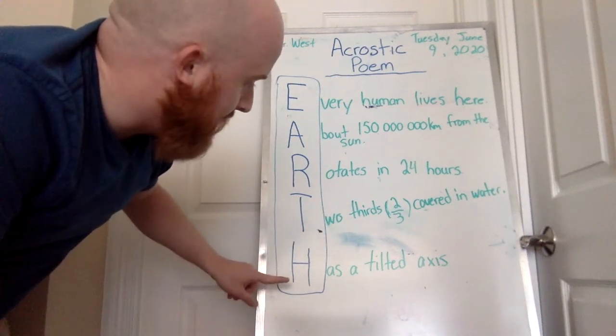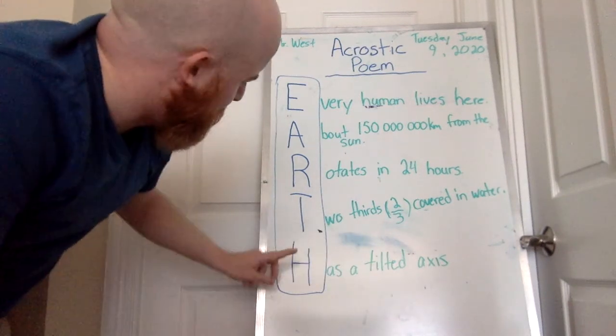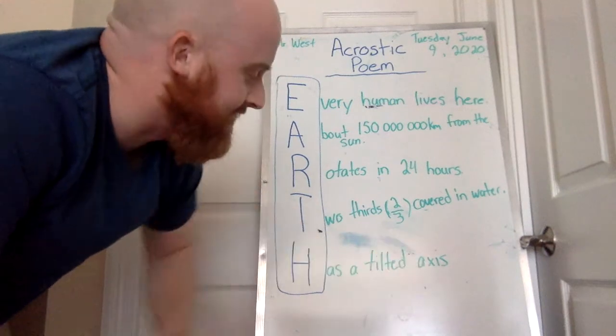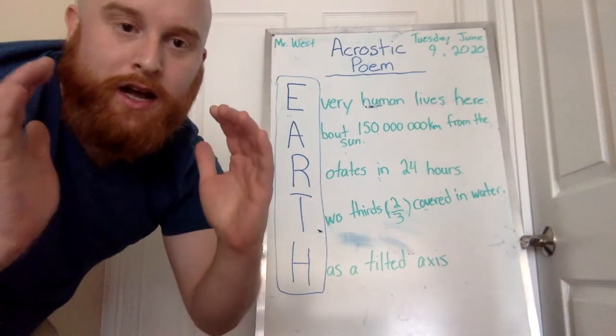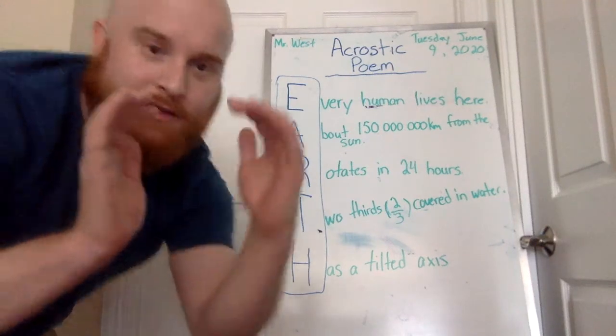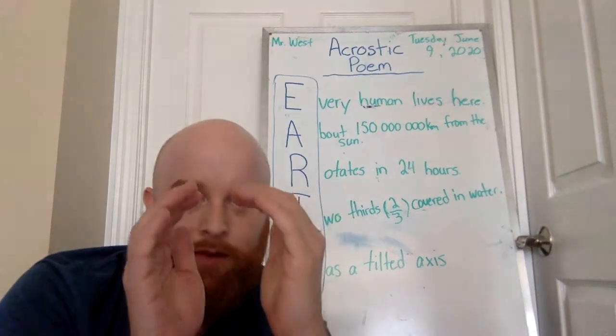The last letter is the letter H in Earth, and I chose the word has to start this sentence. And it says, has a tilted axis. Has a tilted axis. There it is. That's the word I was looking for, an axis. So the Earth is actually, I'll use my hands here to kind of give you an idea of what I mean by that.